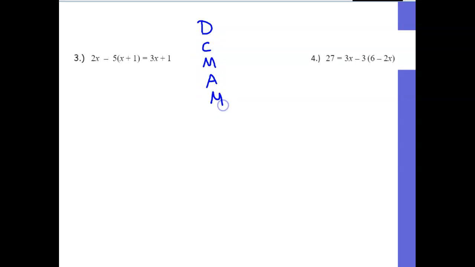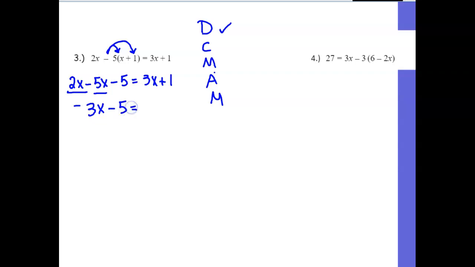All right, in this case, I can distribute first. So I'm going to start out and I distribute. I've got 2x minus 5x minus 5 equals 3x plus 1. Okay, so I first distributed. I distributed that negative 5 to the x and to the 1, and that's how I got 2x minus 5x minus 5. All right, now I'm going to combine my like terms. So when I combine my like terms, I've got negative 3x minus 5 equals 3x plus 1.